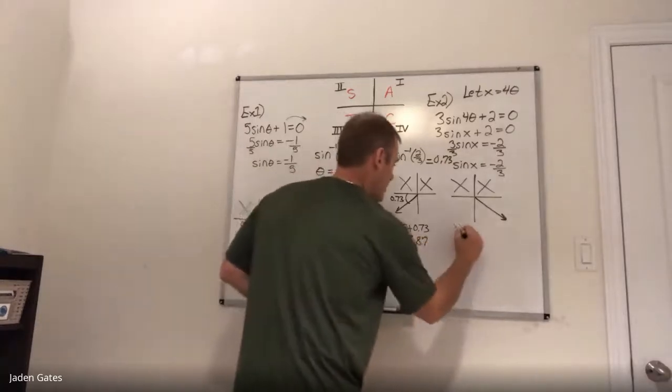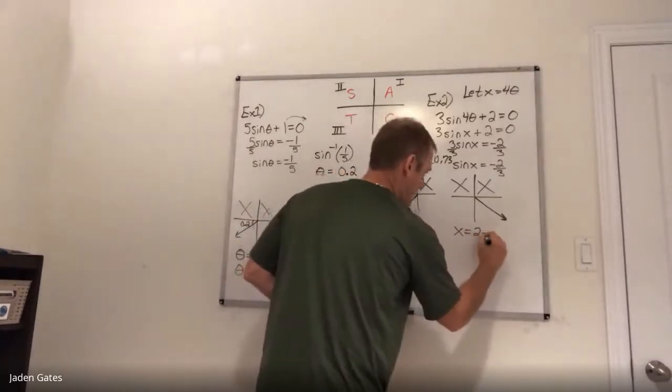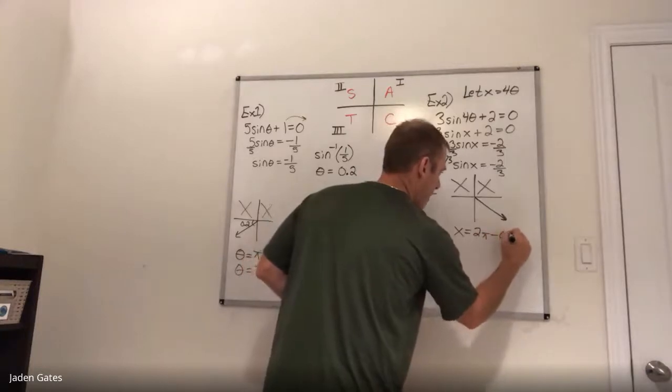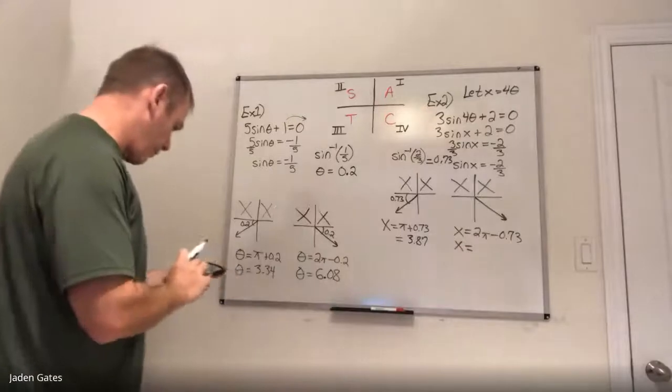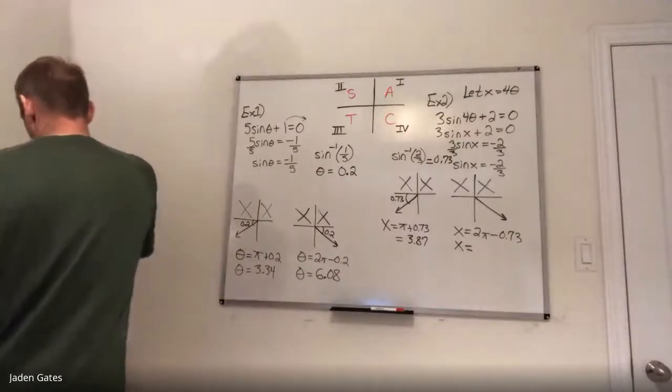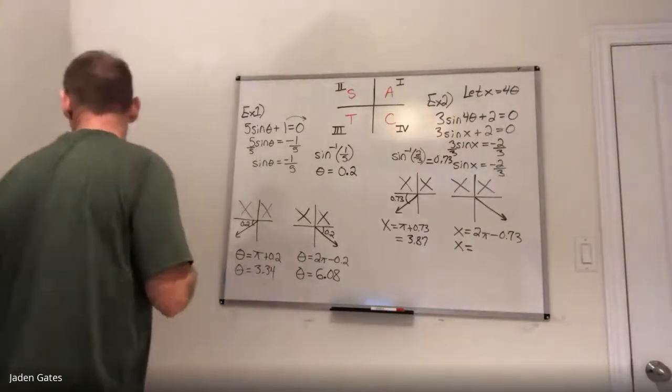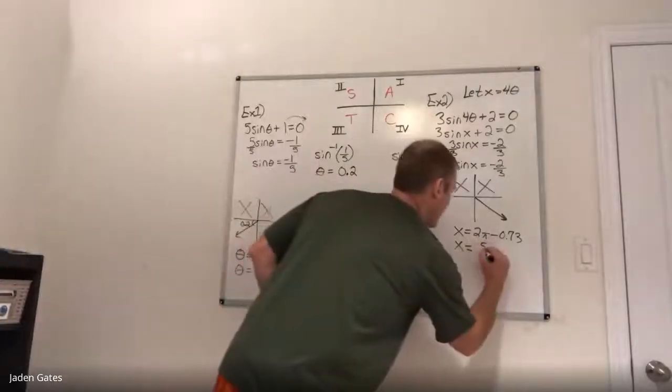Over here, I get x equals 2 pi minus 0.73. So it's going to be 6.28 minus 0.73, and what I'm getting is 5.55.